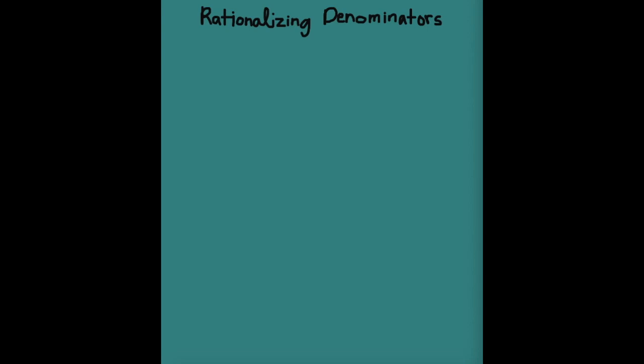We are going to learn about rationalizing denominators. Now, what does rationalizing a denominator mean? This means that we have a radical in the denominator that we want to get rid of. We are fine with radicals in the numerator, but we are not fine with radicals in the denominator.